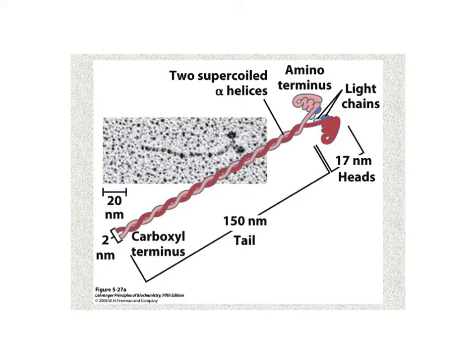Here, it's pretty obvious, at least to me, that you can clearly see the long filamentous tail region, and then we have the globular heads. So there's the light chain, and these are the heavy chains. We can see, even in this electron micrograph, that you get this long chain and then 2 little heads.